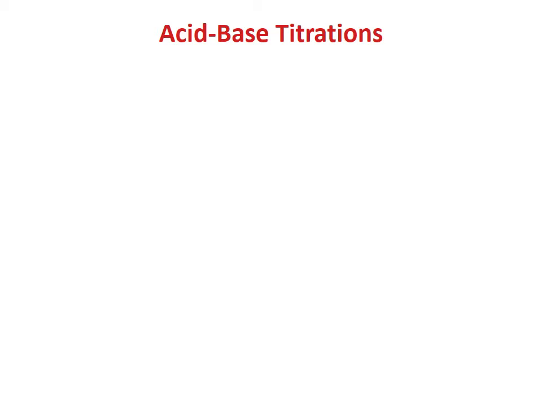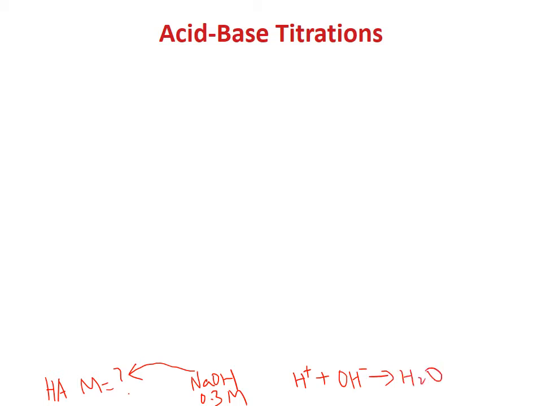Suppose we have an acid whose molarity is unknown, and we want to find the molarity. One way to do it is to use a base, such as sodium hydroxide, with a known molarity. Let's say 0.3 molarity. And we add the sodium hydroxide into the unknown acid. And thus the reaction is a neutralization reaction. So hydrogen ion from the acid and hydroxide from the base added to the solution form water. And we measure the volume added until the number of moles are equal.